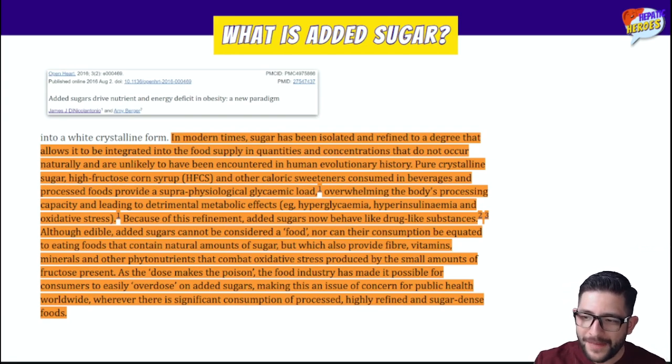As the dose makes the poison, the food industry has made it possible for consumers to easily overdose on added sugars, making this an issue and concern for public health worldwide, wherever there is significant consumption of highly processed, refined, and sugar-dense foods. So how do you know if a particular food has added sugars in them?